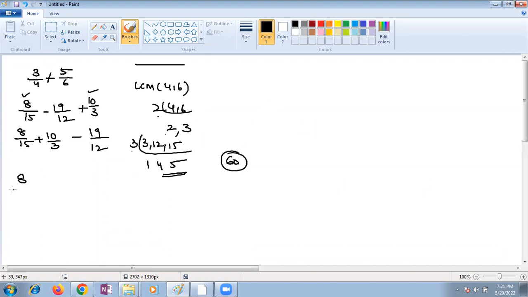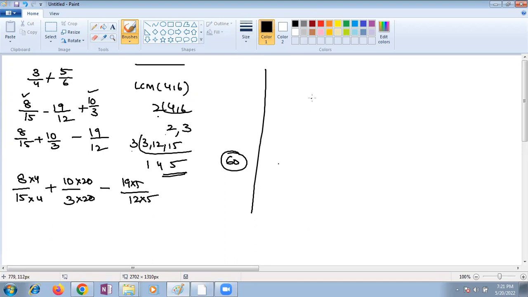So to make the first fraction a 60, 15, how many times to 60? 4 times 15 is 60, so you should multiply by 4. Then 3, how many times to 60? 20 times, you should multiply. Ma'am, it's 263 by 60. So 12 into 5, 12 5s are 60. Ma'am, 263 by 60. Manish, let me check whether what you have given is correct or not.